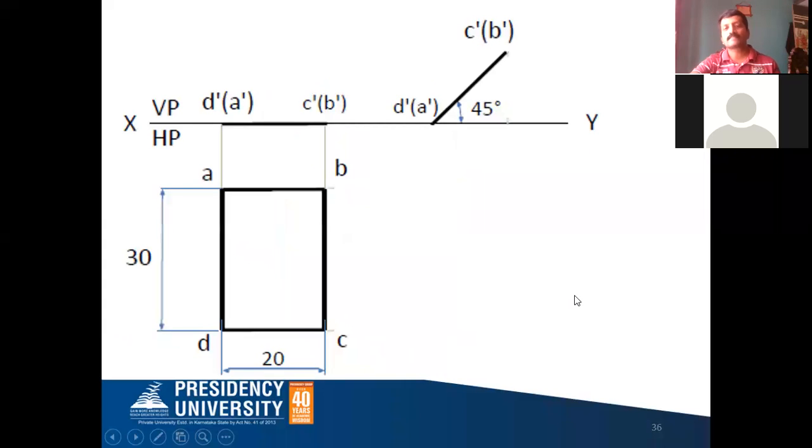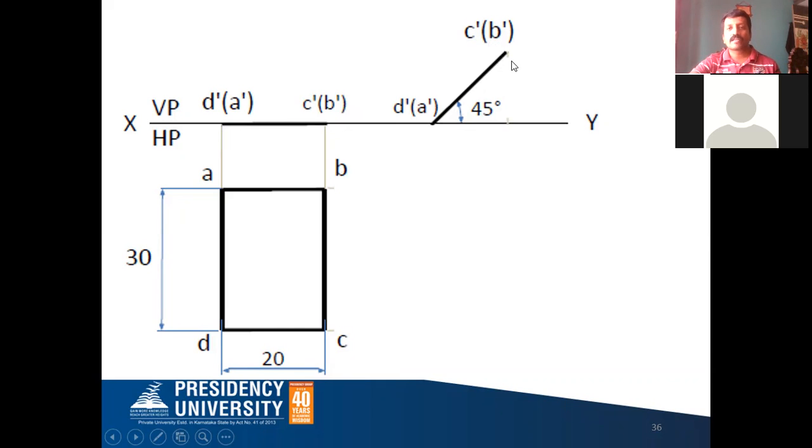Second position, he says the lamina is inclined 45 degree to HP. So on the right side you take any one of the points and draw a 45 degree line. That point you can call D dash and A dash. Now you take the distance D dash to C dash with the help of your compass. With this as the center and this length as the radius, you cut this 45 degree line.